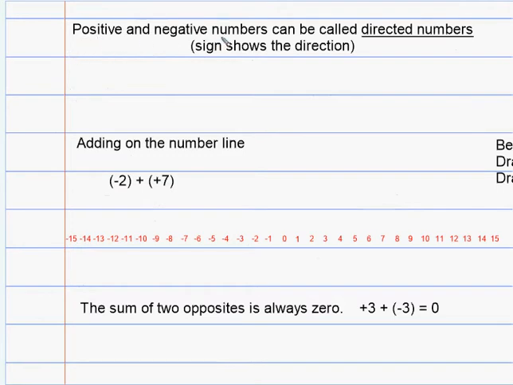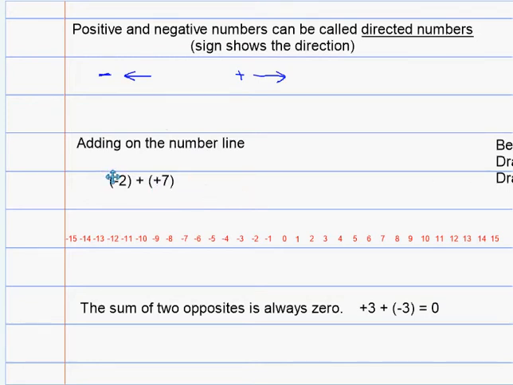Now, positive and negative numbers, we talked about how they're signed numbers. They can also be called directed numbers. They have a sign, and that shows the direction. So negative numbers go to the left, and positive numbers go to the right. And we can use that information to help us add on a number line.